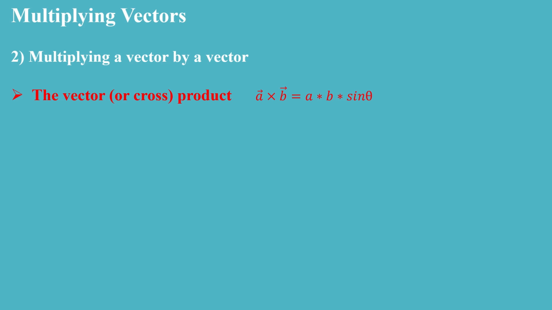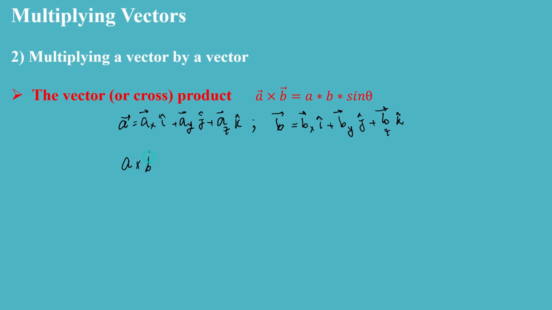But how about the cross product? Here I'm going to work with three coordinates. So let's say my A is going to be ax i plus ay j plus az in the k direction, and my B is going to be bx i and then by j plus bz in k, right? And these are all vectors.